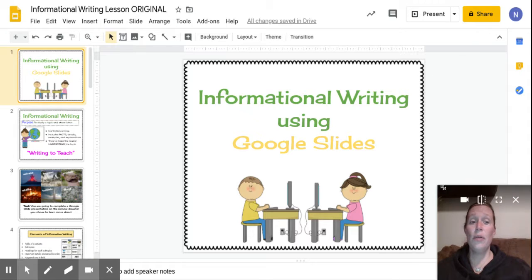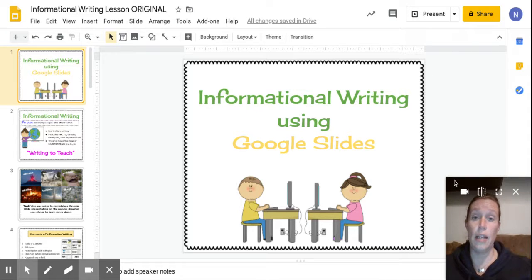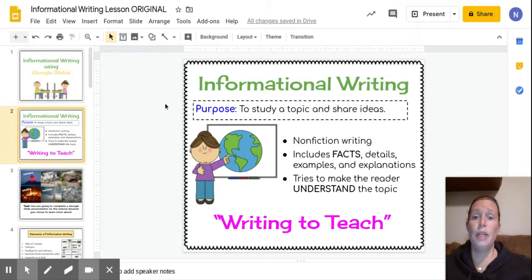Hi guys, so today we're going to talk about informational writing, and we're going to do our writing through Google Slides. So what is informational writing? Informational writing, its purpose is to study a topic and share ideas. So it's basically to give information to people. It is nonfiction writing, which includes facts, details, examples, and explanations. So, informational writing tries to make the reader understand the topic. It's basically writing to teach.